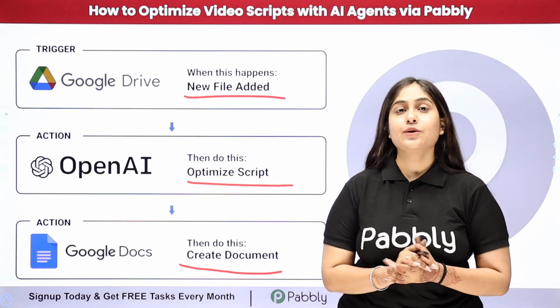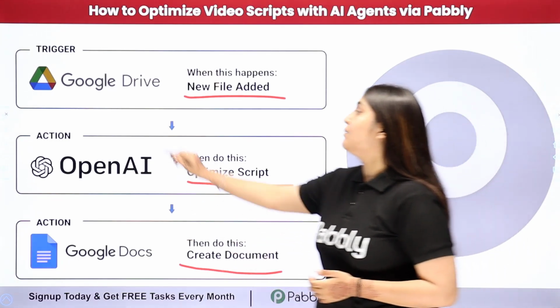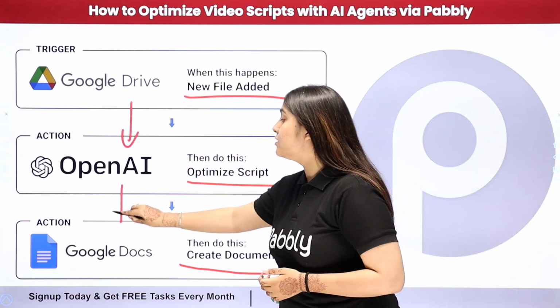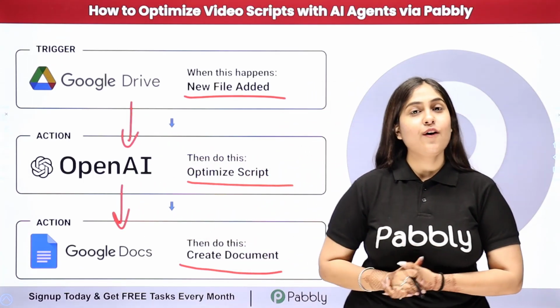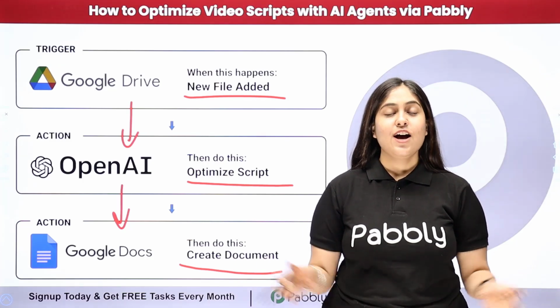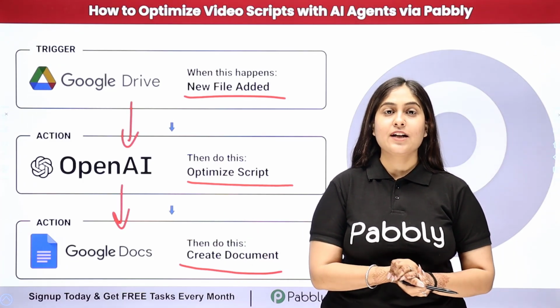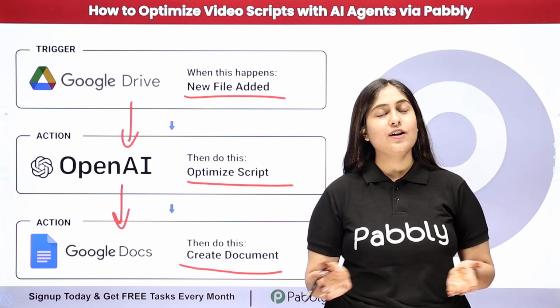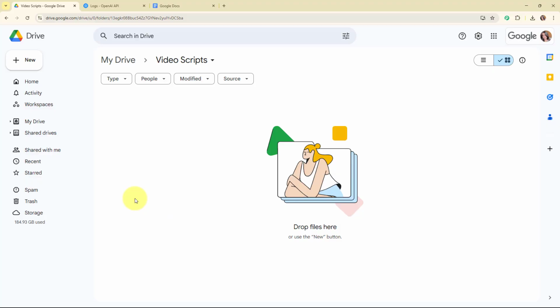So now here to automate the entire process, I need to connect my Google Drive with OpenAI and Google Docs using an automation software named Pabbly Connect. So to see the working of this automation and to learn this process step by step, let me take you to my screen. Welcome to my screen.